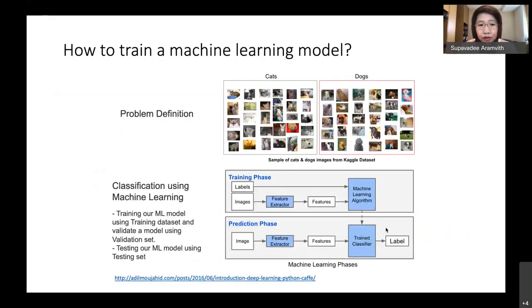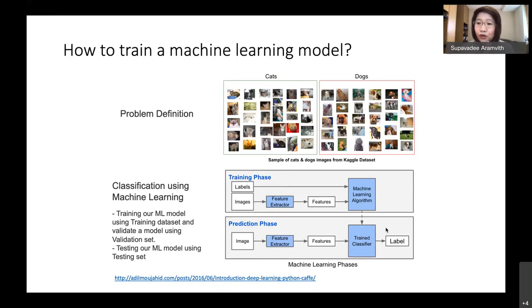So how could we train a machine learning model? I just want to give an example for a classification problem. Here we need as large a data set as possible. For example, if we want to classify cat from dog, you need a lot of data, a data set containing many images with a variety of poses and different types of cats and dogs as well.